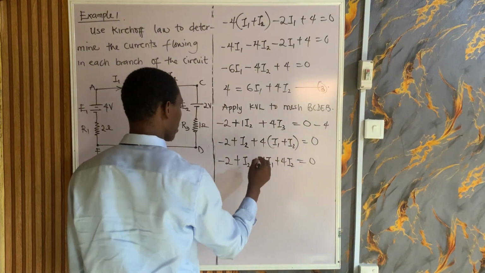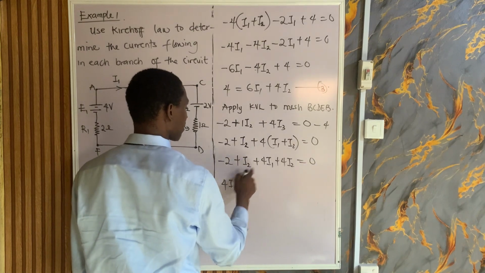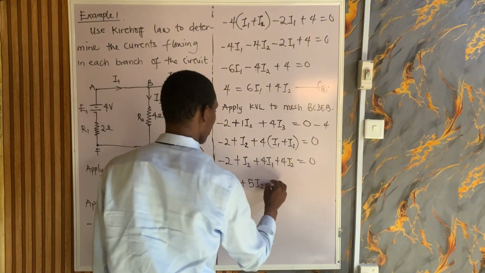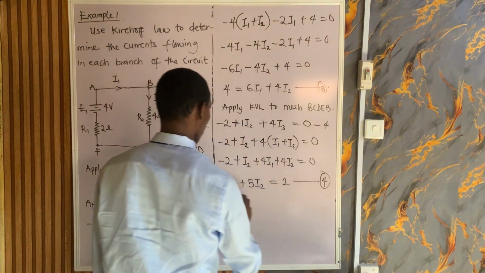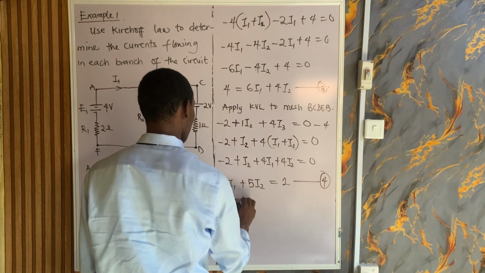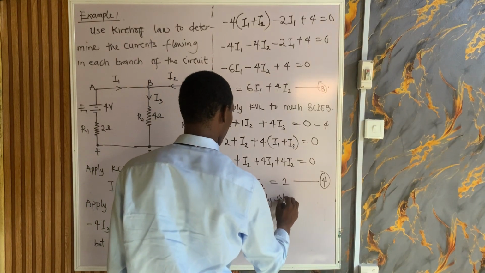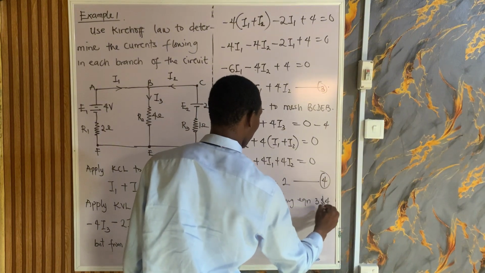And then this will give us 4I1, then this plus 5I2 is equal to 2. This happens to be our equation 4. So I will now solve simultaneously equations 3 and 4.